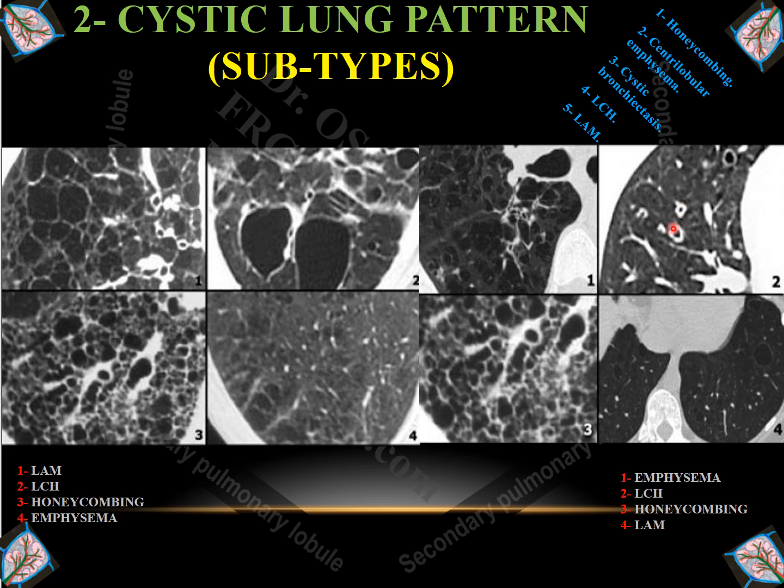centrilobular emphysema, as we see in centrilobular emphysema, cystic bronchiectasis if the cyst connects to the bronchial tree, or cystic lung disease like Langerhans cell histiocytosis if the cysts are bizarre, or lymphangioleiomyomatosis if the cysts are uniformly distributed.